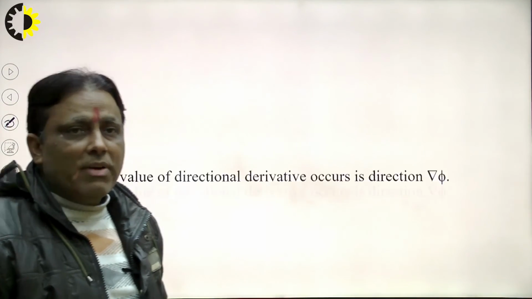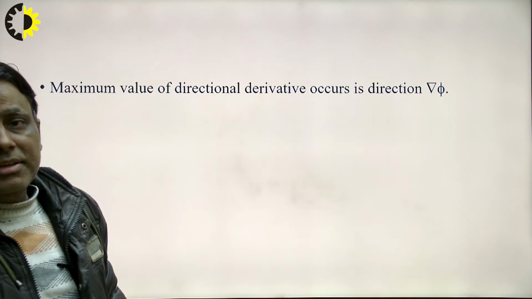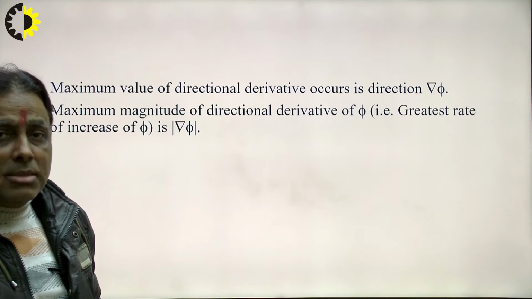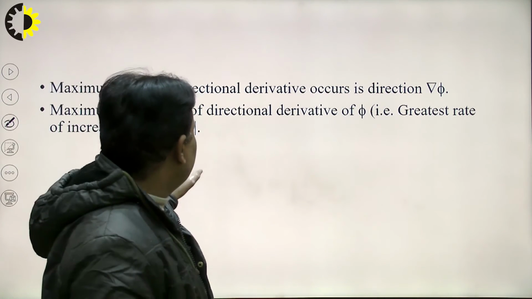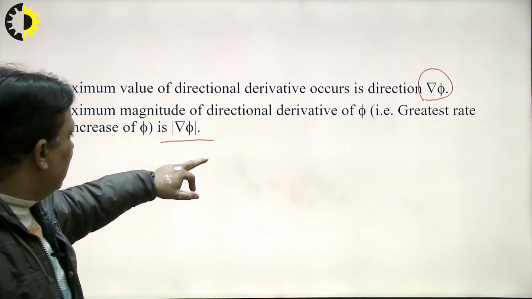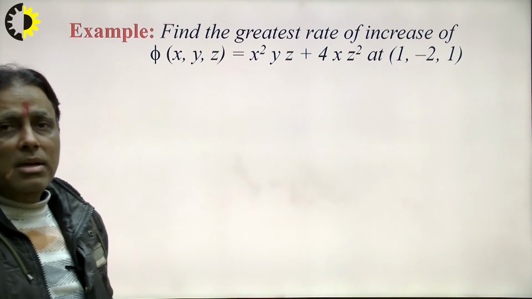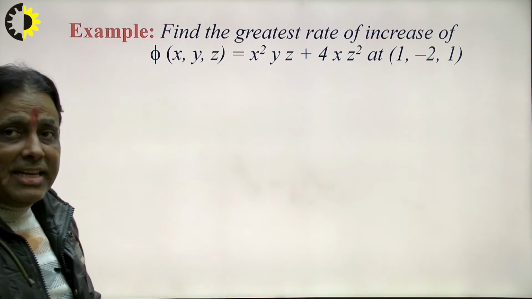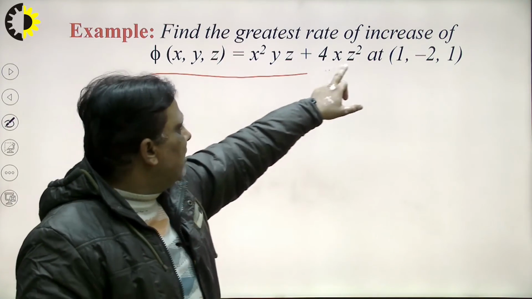In this way we can find out the maximum value of the directional derivative, which occurs in the direction of del phi. The maximum value is denoted by the modulus of del phi. In this way we can find the answer. Find the greatest rate of increase of this function. So first of all we calculate grad phi at this point.